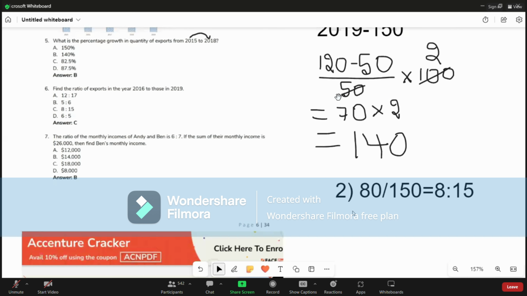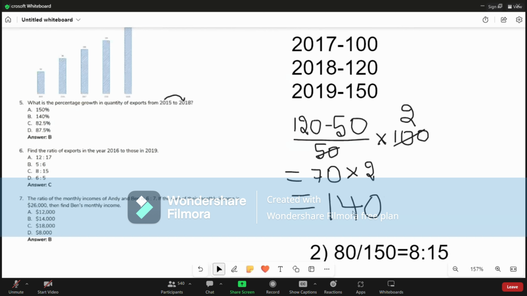Okay. So what does it say? The third one says the ratio of monthly incomes of. Okay, the seventh one is a different question. So this is how you solve these kind of questions.